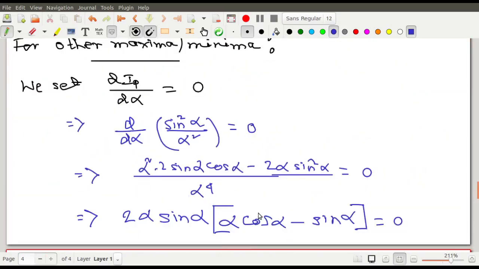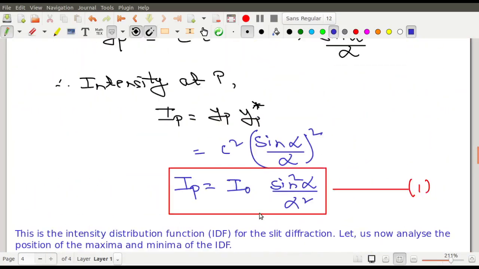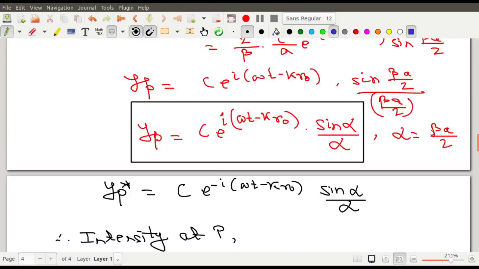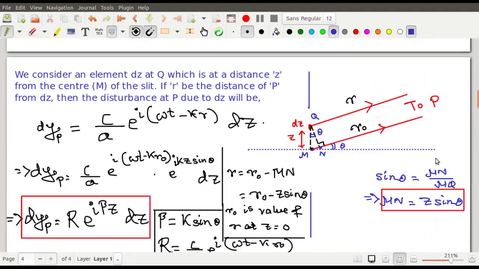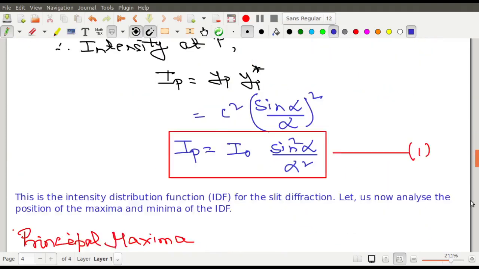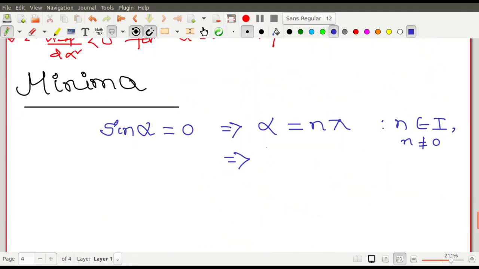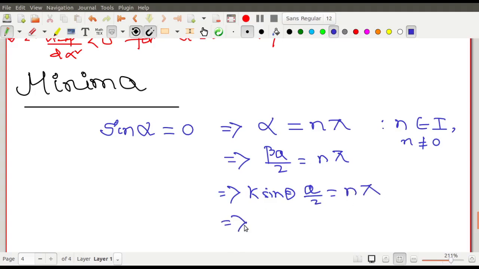Alpha is most probably beta a by 2. Alpha is beta a by 2 and beta is k sin theta. So let us try to write it. So alpha equals beta a by 2 and beta equals k sin theta.